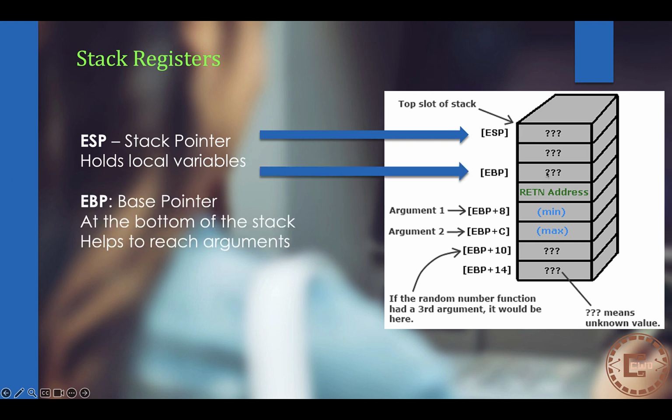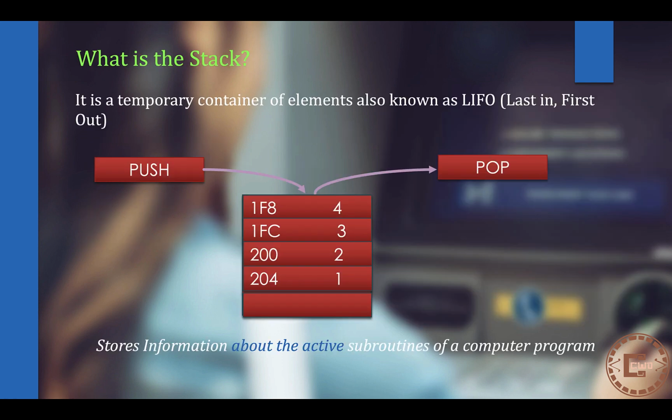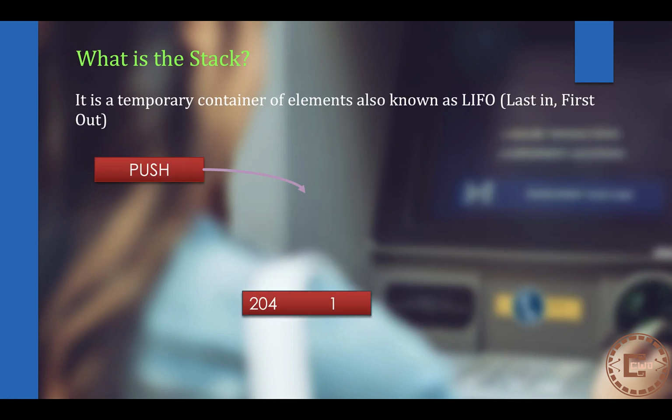EBP is basically the base of the stack, meaning where the stack started growing. Okay, let's go back here. The base would be exactly this guy. This would be EBP, the base, where the stack was created for this function.